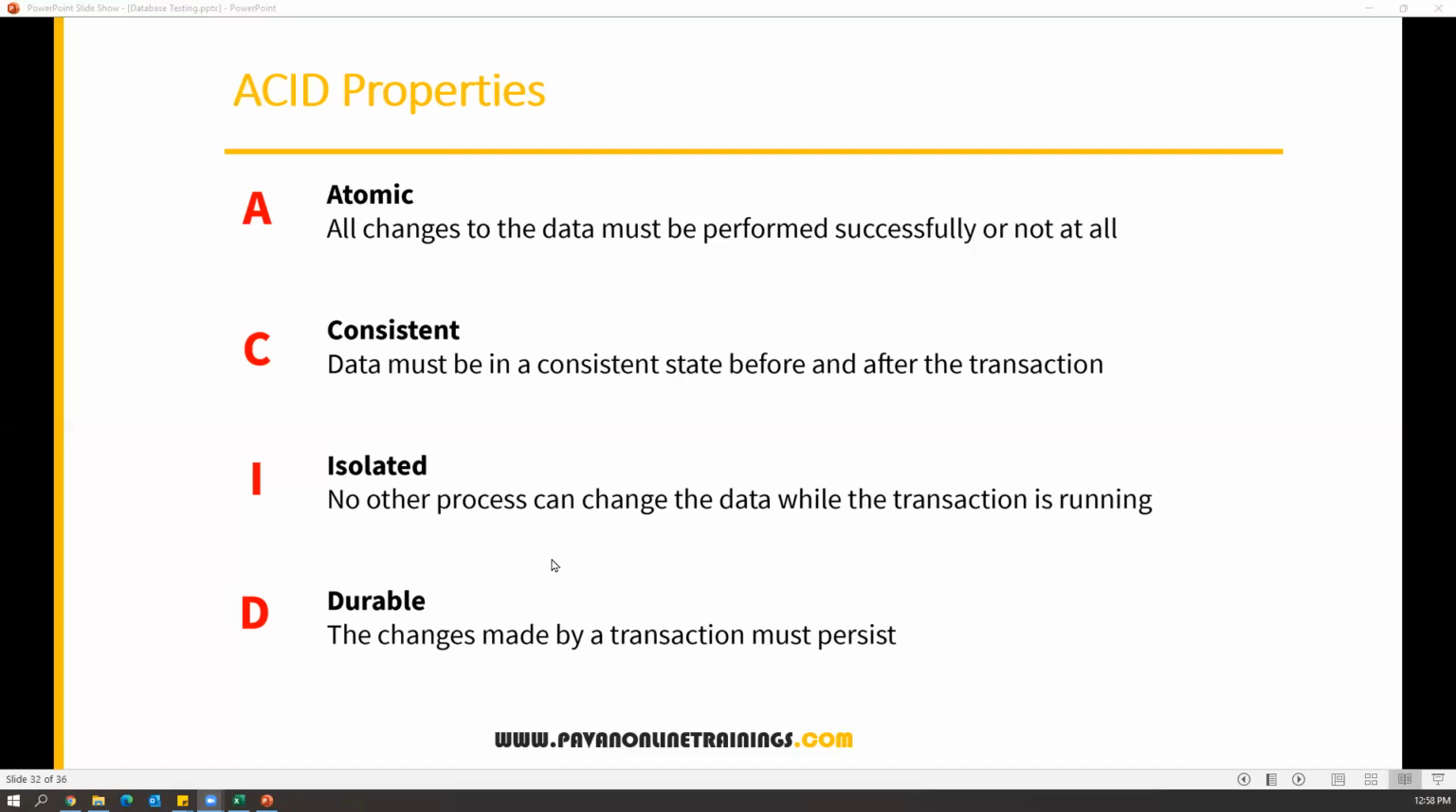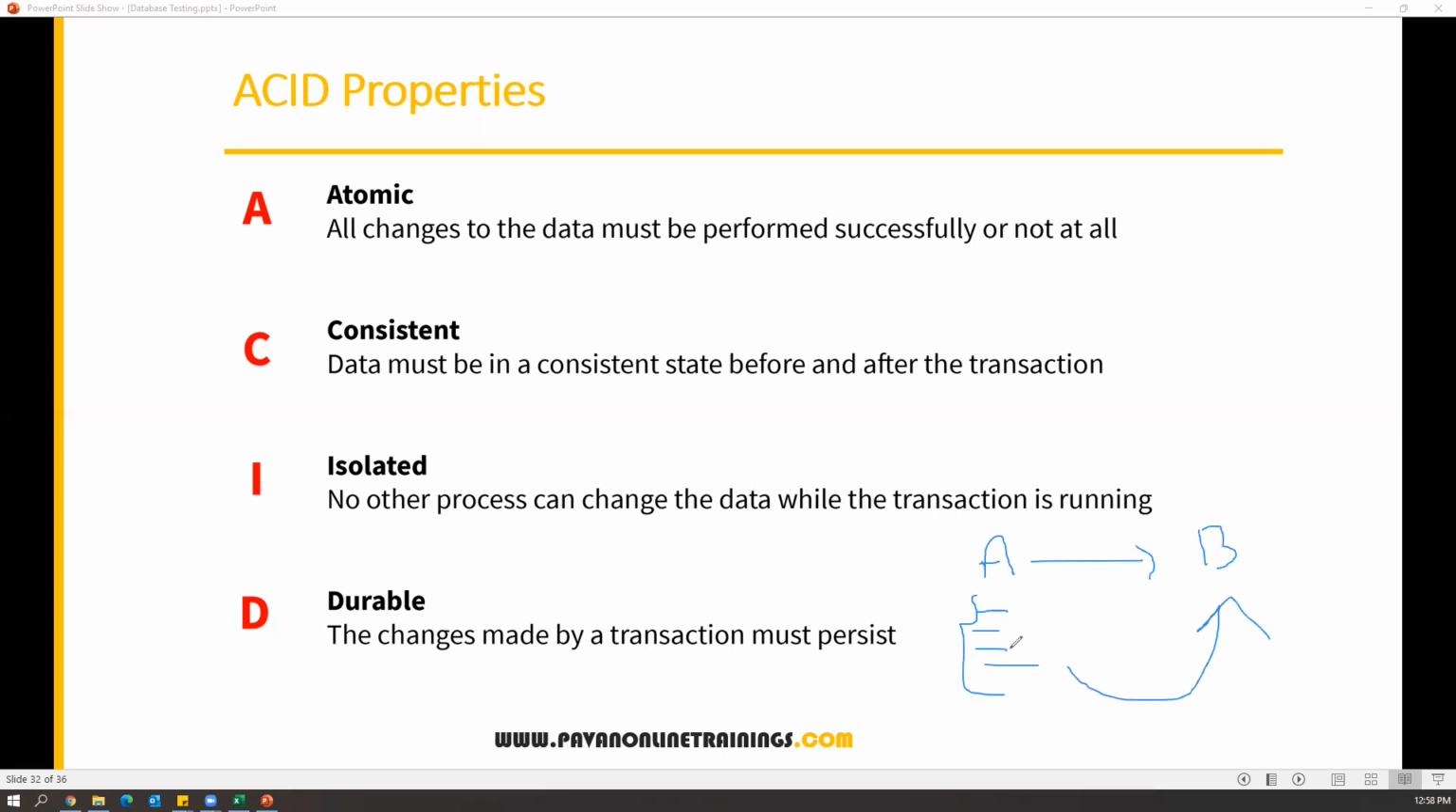So atomic means all changes to the data must be performed successfully or not at all. So what does that mean? Whenever you do some transaction from source to target, let's say there is a person called A and another person called B. A is a person who is initiating the money transfer to B. So whenever A wanted to transfer money to B, the money transaction should happen through different steps. Whenever he initiates this transaction, all the steps should be successfully executed, and then the transaction will be updated on the B side.